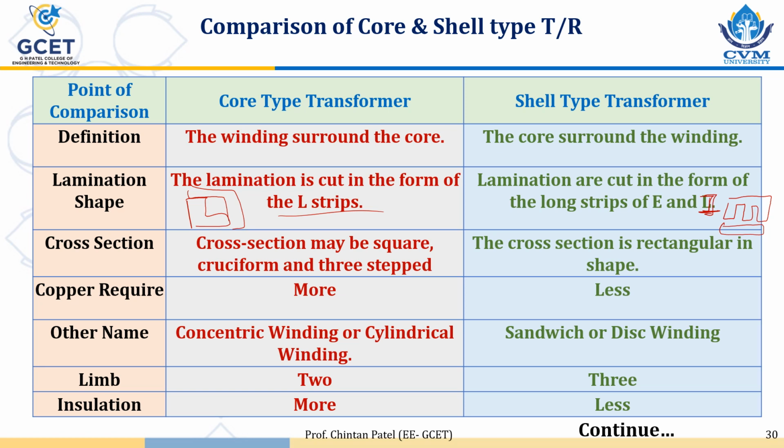There are other names of these two transformers. Core type is also known as concentric winding or cylindrical winding transformer. And shell type transformer is known as either sandwich or disc winding transformer. Number of limbs: 2, so this is limb number 1, this is limb number 2. In shell type there are 3 limbs, 1, 2 and 3. Insulation requirement is more in core type transformer. Insulation requirement is less in shell type.